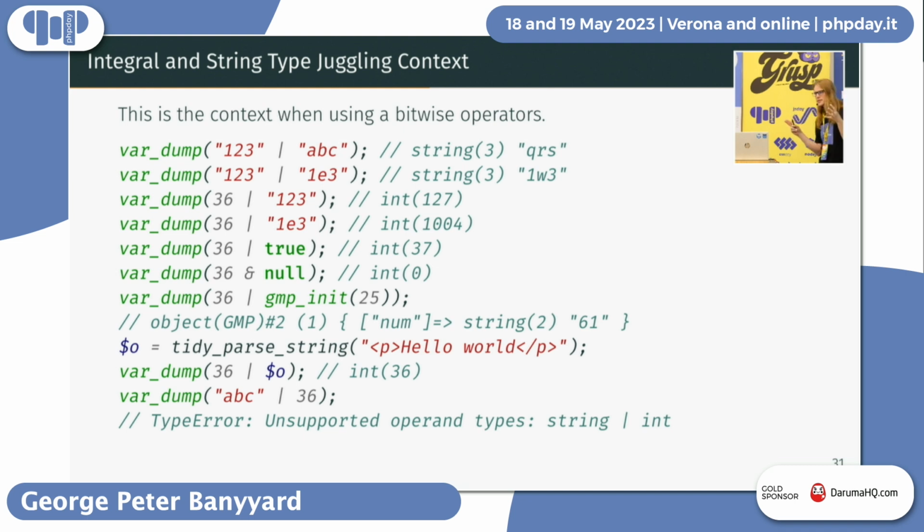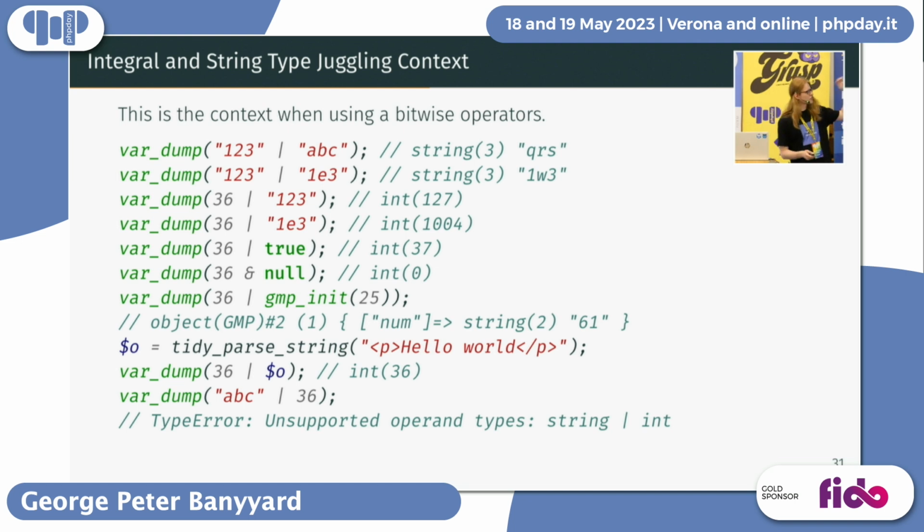Now the next one is integral and string context. This is only used with bitwise operators. I don't know how many of you use bitwise operators. Well, probably if you use anything with flags in a PHP function, you do without knowing. But if both of the arguments are strings, then it will do the bitwise operation on a byte by byte aspect and character by character, and will return you the operation and give you this.